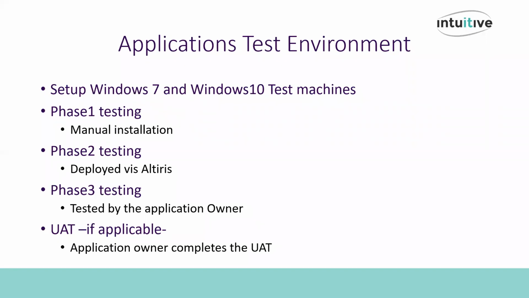In phase 3, I deploy the packages to a test machine that would be used by the application owner. I typically like to have the application owner test on a non-production machine. That way it does not affect their workstation in any way. Also, they can still perform their job while testing. Now, depending on if user acceptance testing was part of the plan, I have the application owner sign off and accept the package at that phase as well.